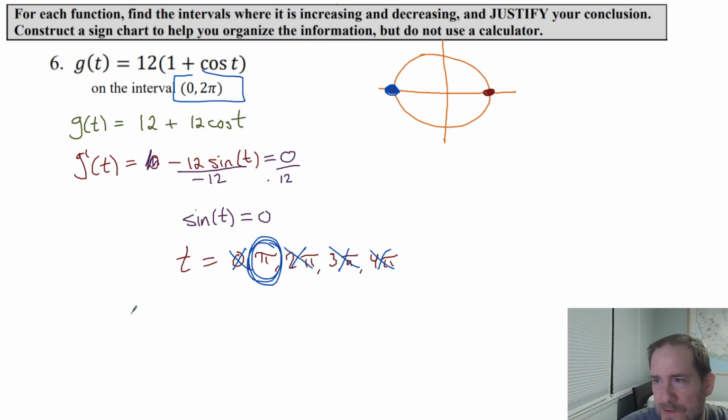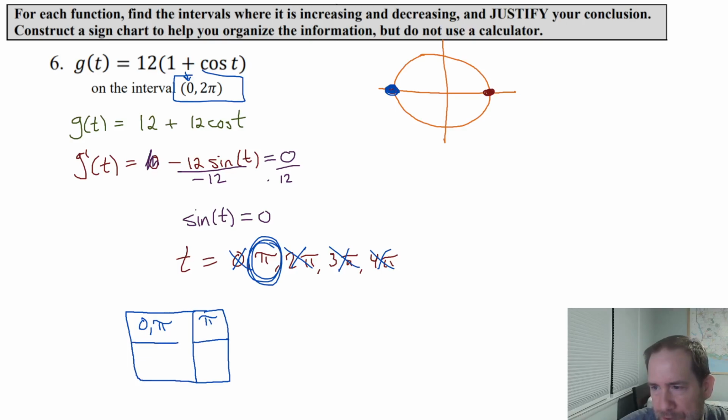So since that's our only critical value, we have a simple sign chart to build. Our simple sign chart would have pi in the middle, and would just build a couple of intervals left to right. But again, we have to stick to these restrictions. So we're not going to do -infinity up to pi, we're just going to do 0 up to pi. And again, we won't do pi all the way to infinity, we'll do pi just up to 2 pi.